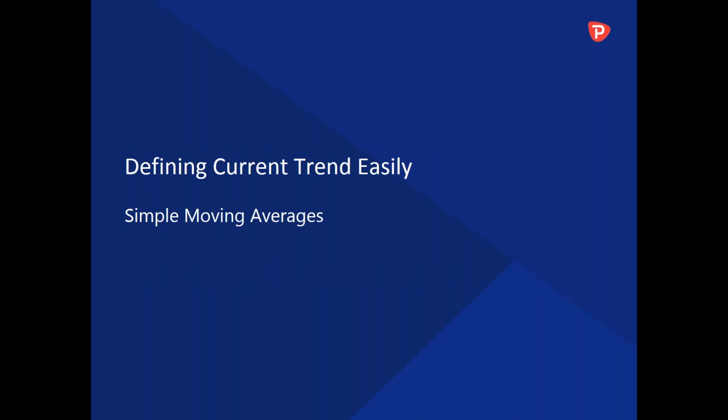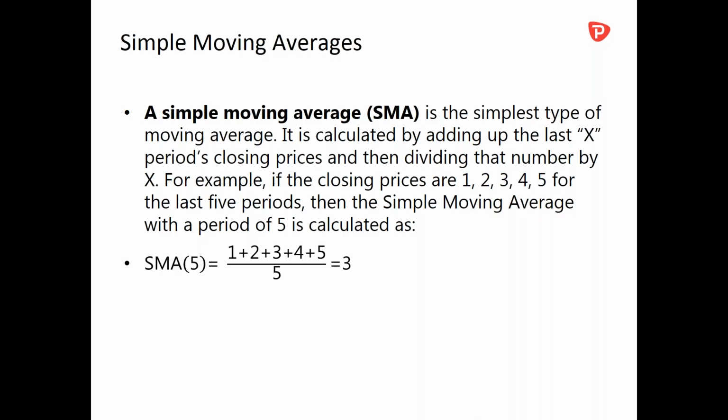So how do we define trend easily? I think the easiest way to define it, and a lot of people out there will know what this is, simple moving averages or moving averages in general. Simple moving averages are probably the easiest for us to understand, so I'll get Tyrone to go through some basics so we can all get an idea of how simple averages work.